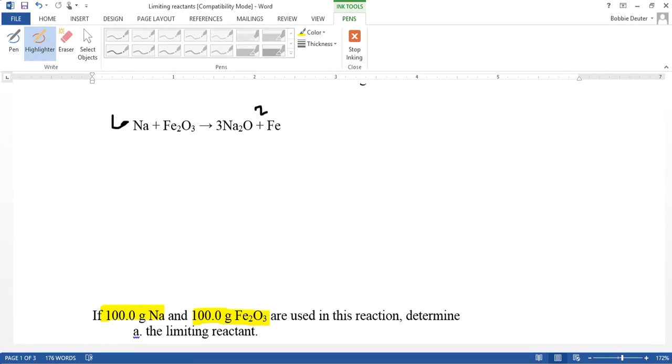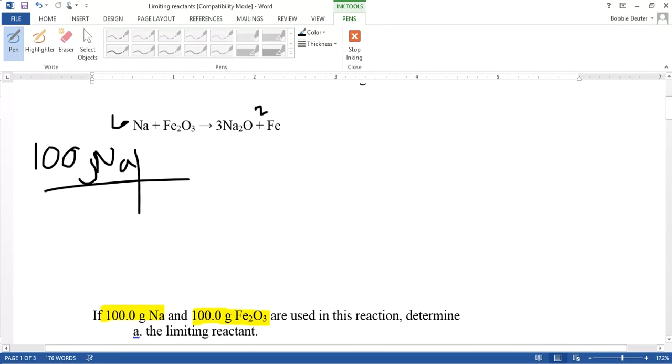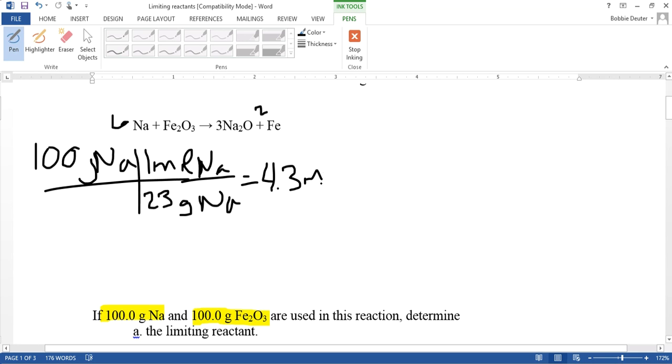First off, we need to use the balanced chemical equation. In order to use the balanced chemical equation, we need to convert the grams that were given to us down here into moles. So let's do that. Let's take 100 grams of Na and convert that into moles of Na. Then we can compare using a molar ratio which one is going to run out and which one is not going to run out. In this case, we have 4.3 moles of sodium.